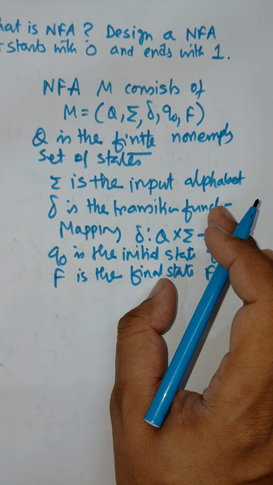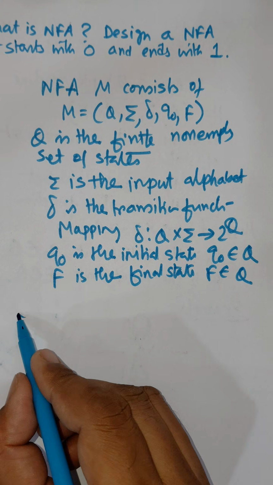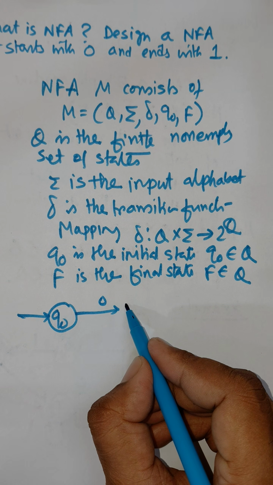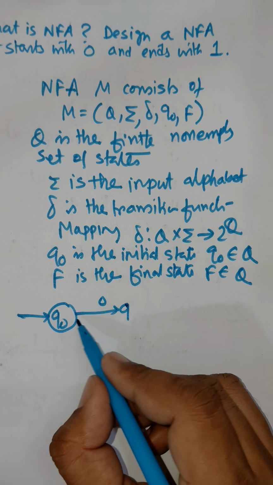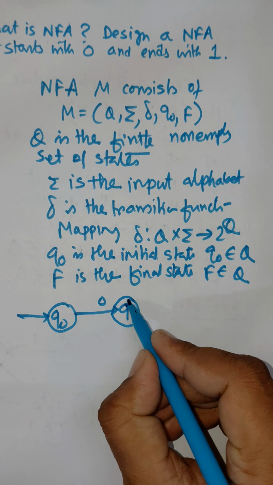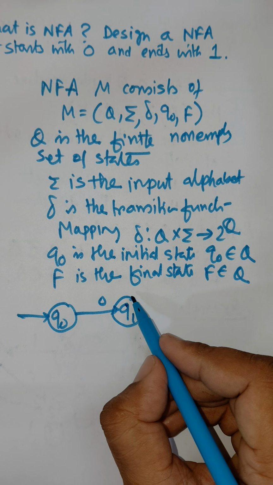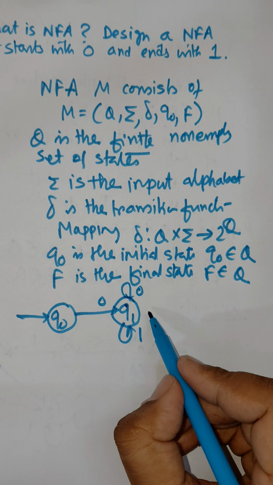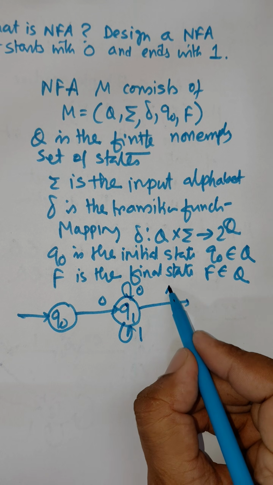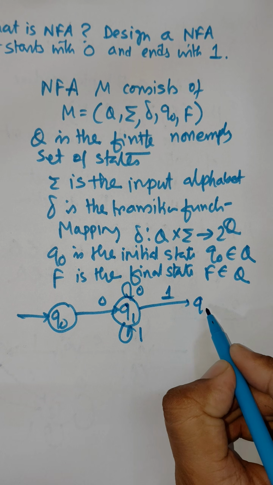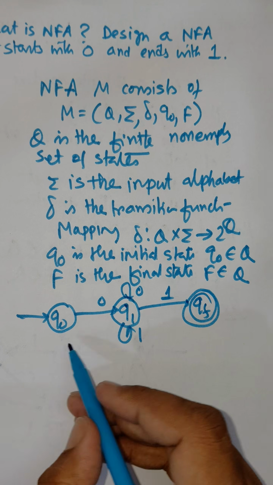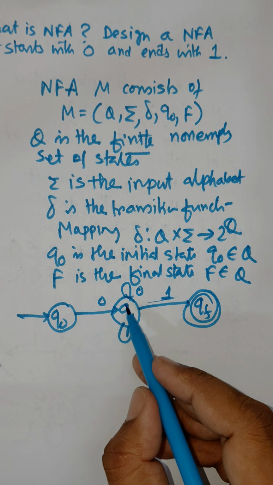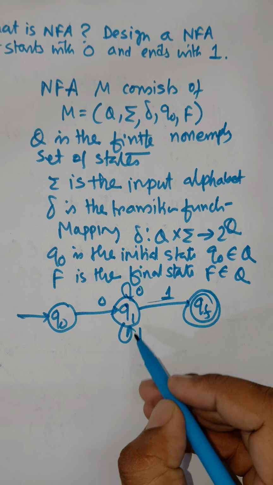Now consider the example. We need to construct an NFA that starts with 0 and ends with 1. From q0, the string starts with 0. Then we can write anything, either 0 or 1, and end with 1. This is the final state. We start with 0 and end with 1, and in between you can put any 0s and 1s, like 0, 0, 0, 0, 0, 1, 0, 1, 1, 1, 0.